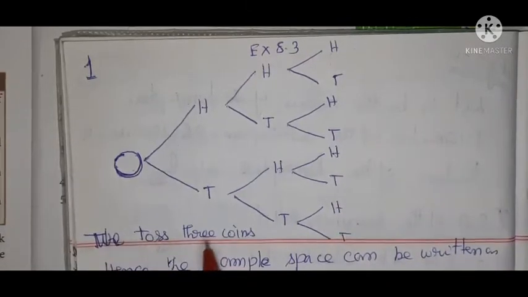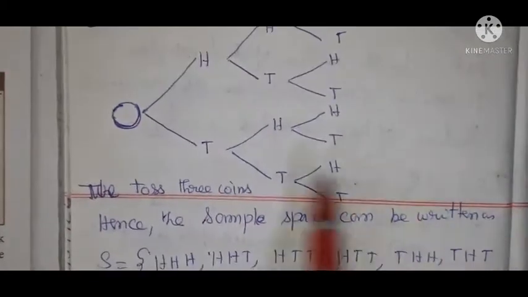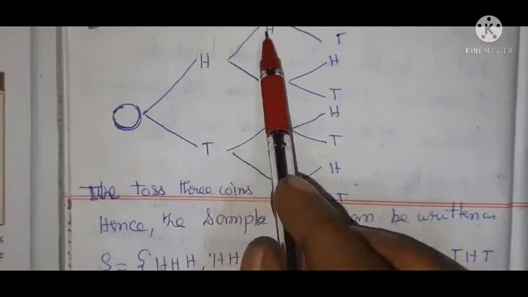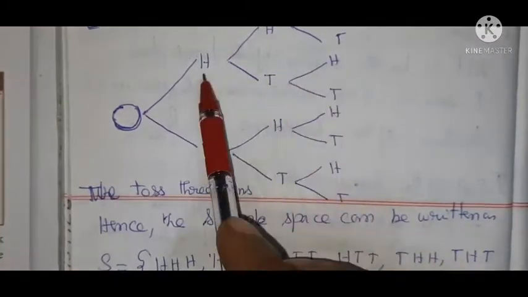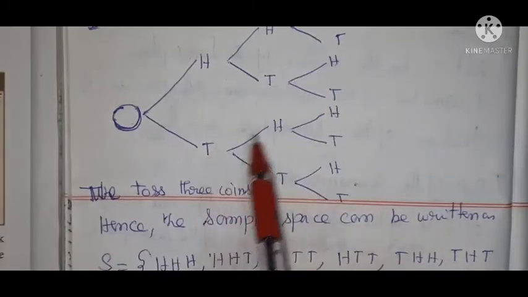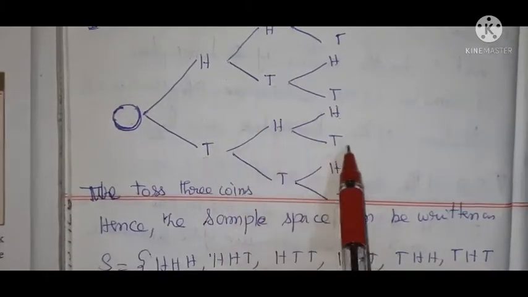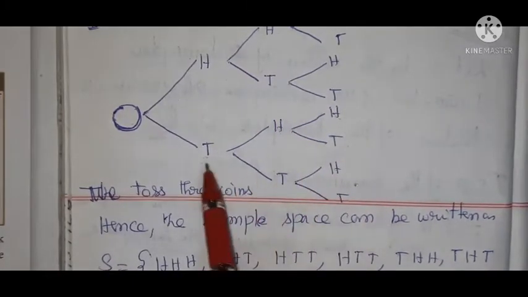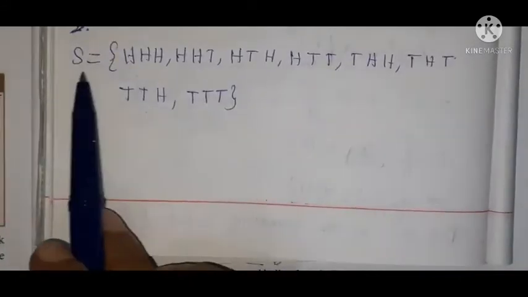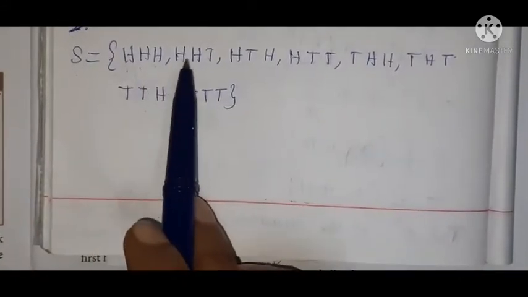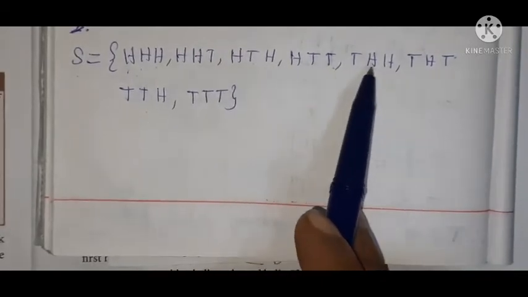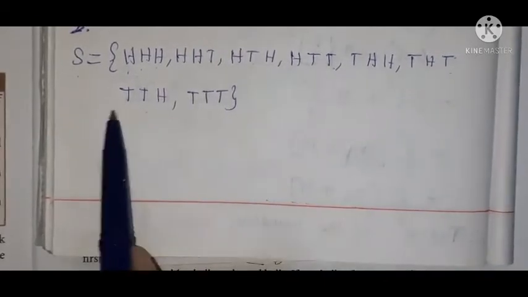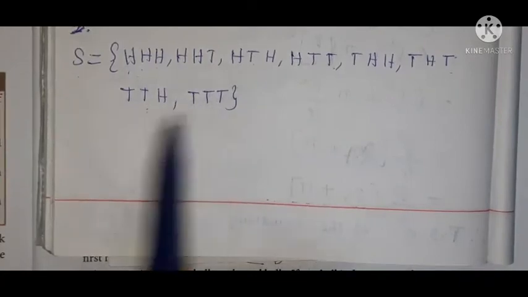We toss 3 coins, hence the sample space can be written as S = {HHH, HHT, HTH, HTT, THH, THT, TTH, TTT}.